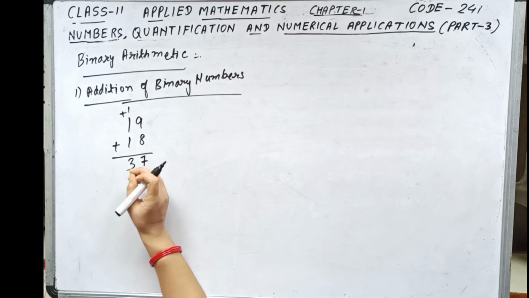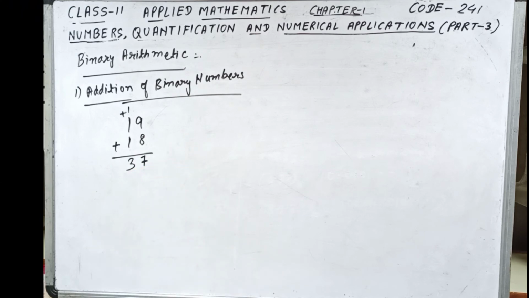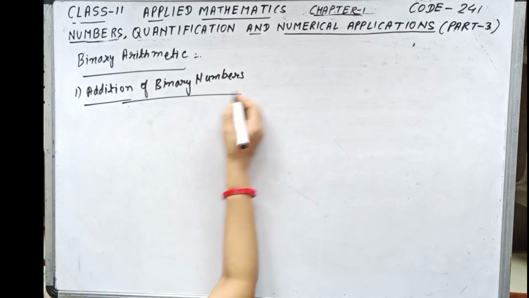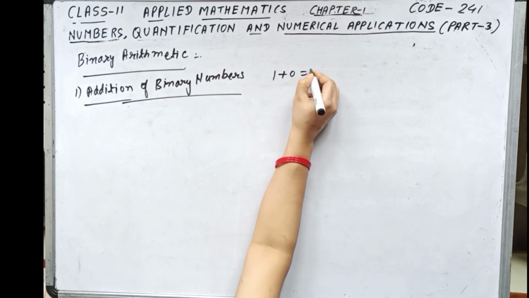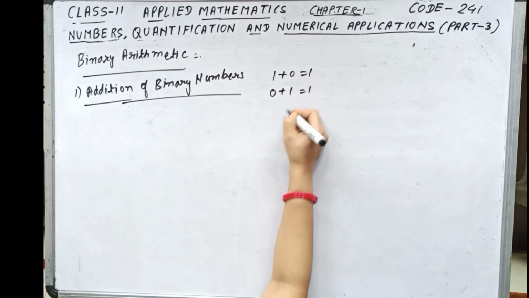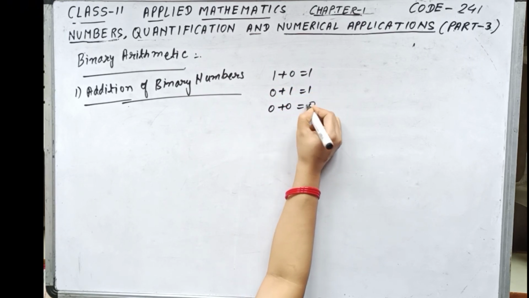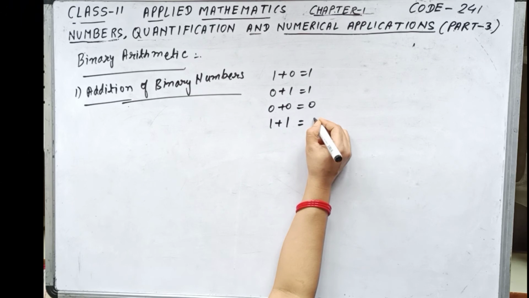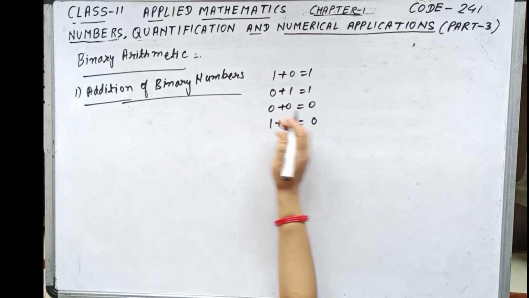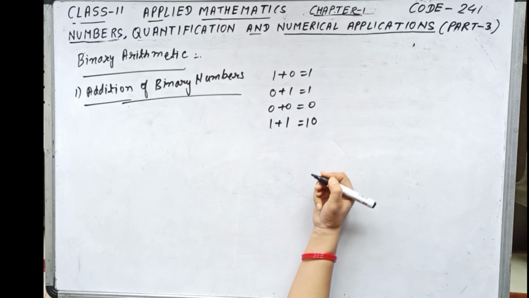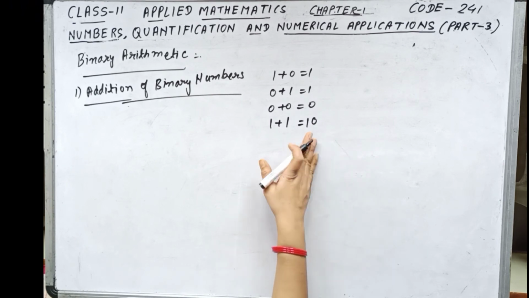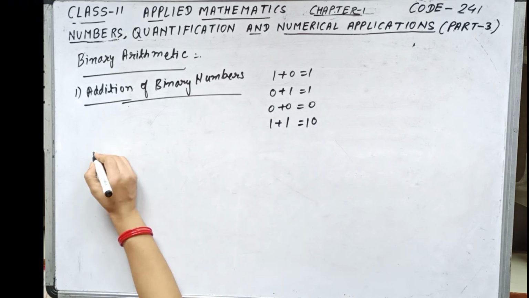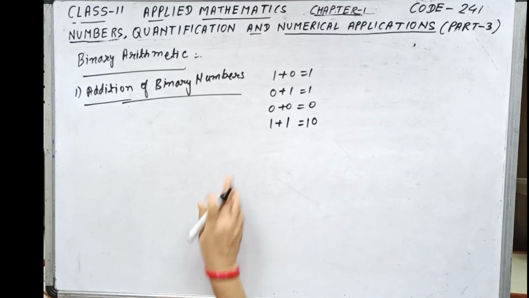Now the same rule or the same method is followed in the addition of binary numbers also. So let us first understand it. We will be writing 1 plus 0 as 1, 0 plus 1 as 1 only, 0 plus 0 as 0 only, and 1 plus 1 we will be writing as actually 0, but 1 is carried to the next column, so we will be writing it as 10. We will understand it more properly with the help of an example. So let us take an example. So 1 plus 1 is 10.